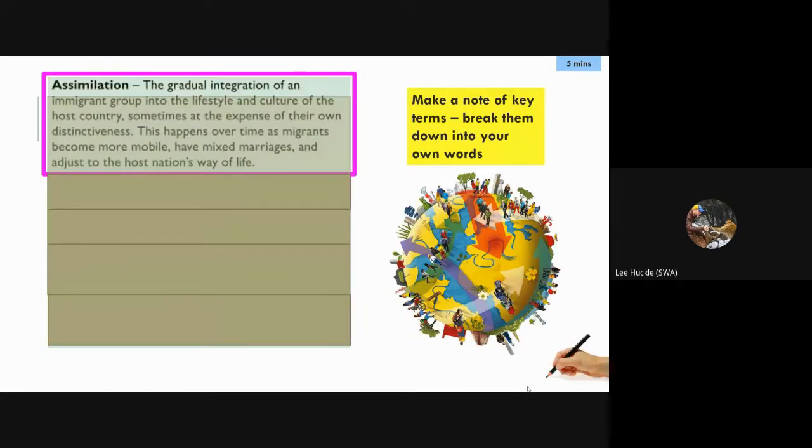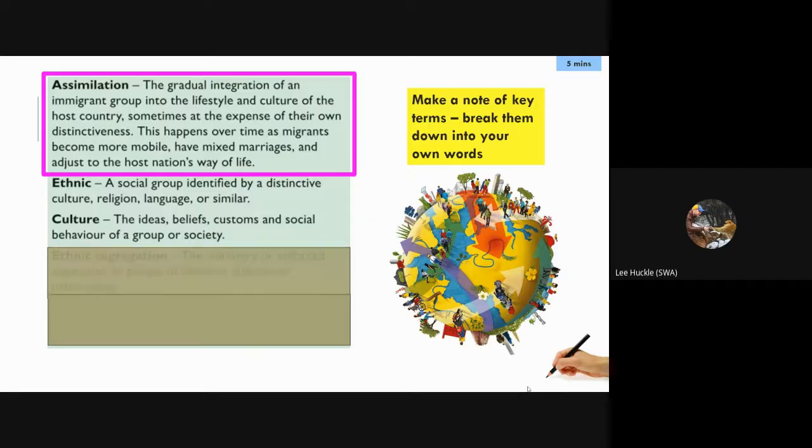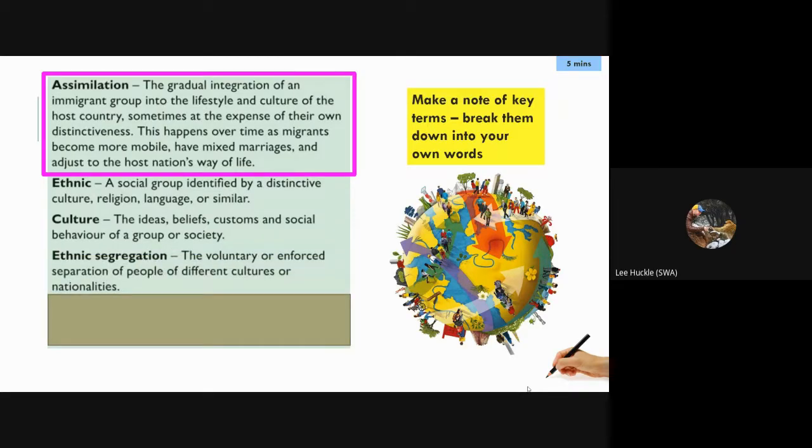Introduce some key terms. I'm not going to read them through again. Pause them if you wish. What is assimilation? What is the term ethnic? What is the term culture? Now, these all merge into each other. What is the term ethnic segregation? Good synoptic link back there to diverse places.